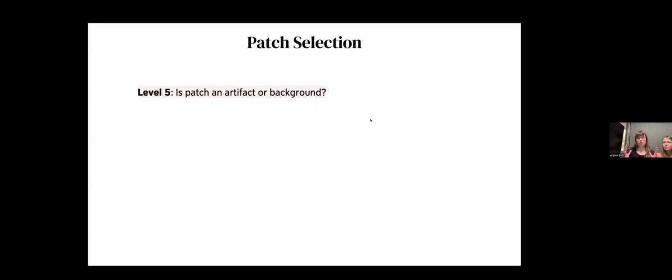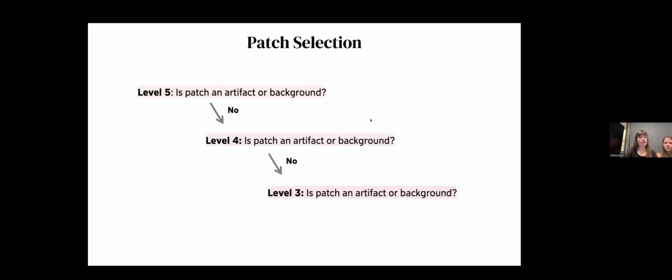This means we start with level 5. Level 5 is the level where there's not that much detail yet. So we start with level 5, divide level 5 into patches. We start with the first patch and we ask, is this patch an artifact or background? If the answer is no, we look at it with higher detail with level 4. We ask again, is this patch an artifact or background? If the answer is no again, we look at it with even more detail with level 3. We ask again, is this patch an artifact or background? If the answer is no, we now finally select our patch with relevant information. We do this for all patches.